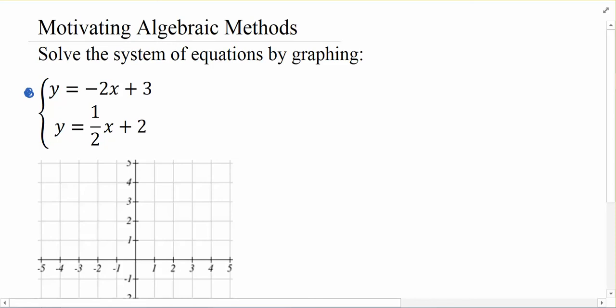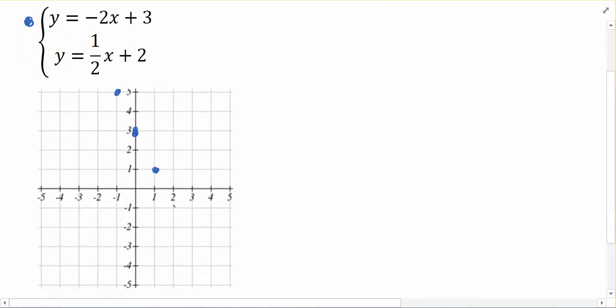Well, this first guy's pretty easy to graph. He's got a y-intercept of 3. Slope of -2 says to go either up 2, left 1, or down 2, right 1. So we can do that a few times until we're off the graph. So far, so good. Doesn't seem too bad. Now let's look at the second line. Y-intercept of 2. Slope of +1/2, so up 1 over 2.